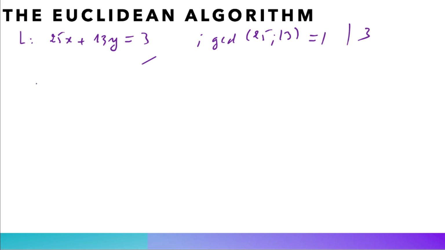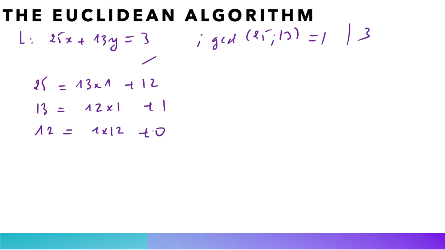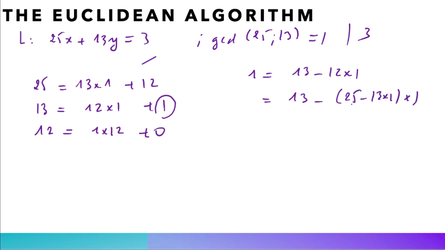We first start by dividing 25 by 13. We get that 25 is 13 times 1 plus 12. Then we divide 13 by 12 to get that 13 is equal to 12 times 1 plus 1. And finally, we divide 12 by 1 to get that 12 is equal to 1 times 12 plus 0. We see here that our GCD is 1, and if we work the algorithm backwards, we get that 1 is equal to 13 minus 12 times 1, which is equal to 13 minus (25 minus 13 times 1) times 1, and this is because actually 12 is equal to 25 minus 13 times 1. I got this from here, and after simplifications, this gives 13 times 2 plus 25 times (-1).